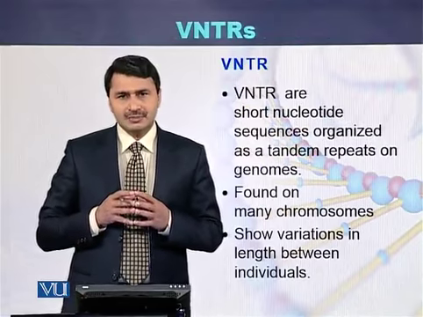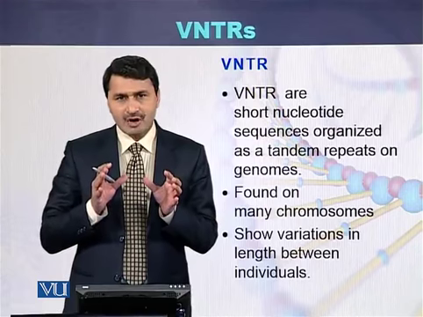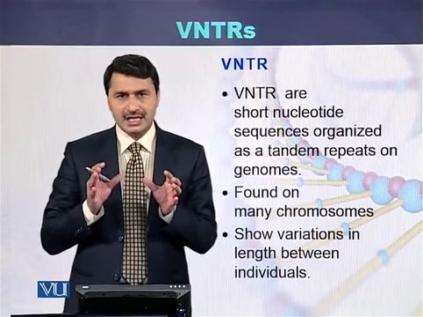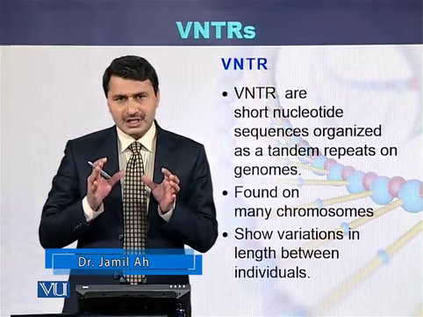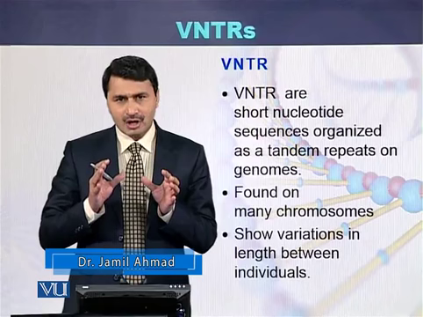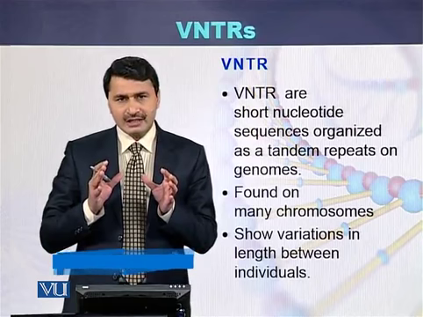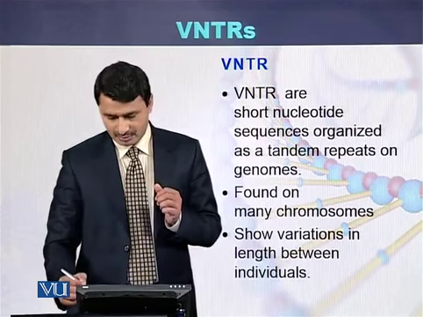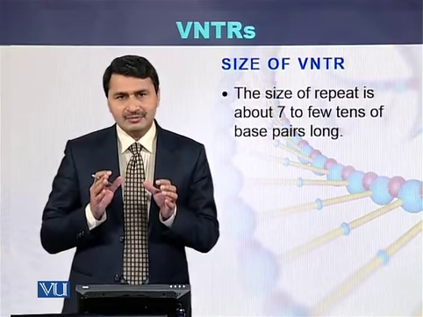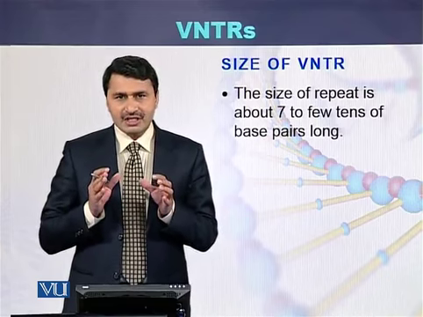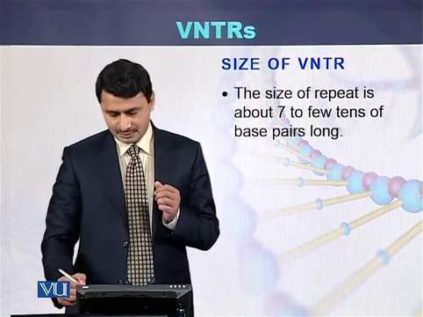Variable number tandem repeats are short sequences which are organized in the form of tandem repeats on the DNA. These types of repeated tandem DNA sequences are present on almost all the chromosomes. They show variation in length between individuals. The size of the VNTR varies from 7-8 nucleotides up to a few tens of nucleotides.